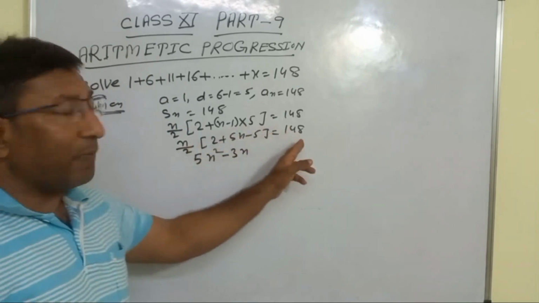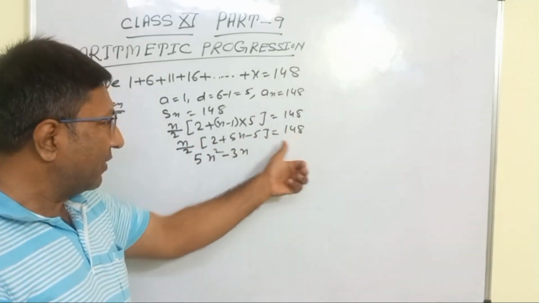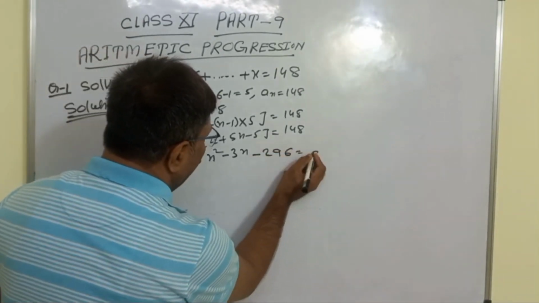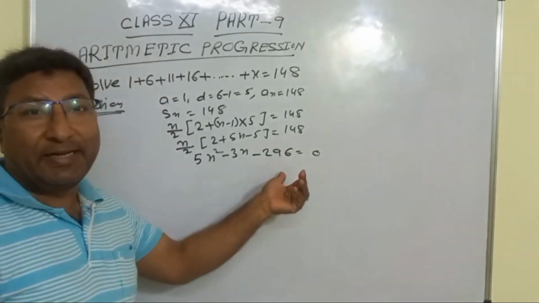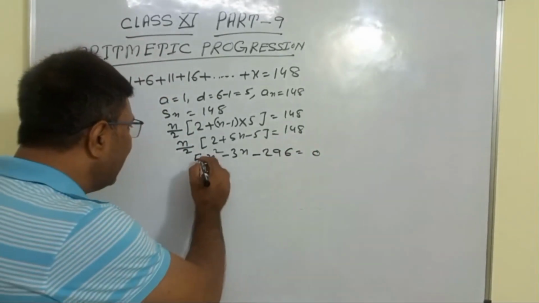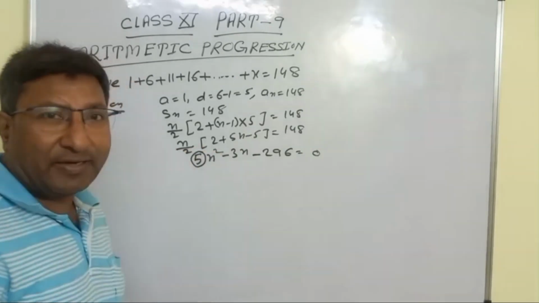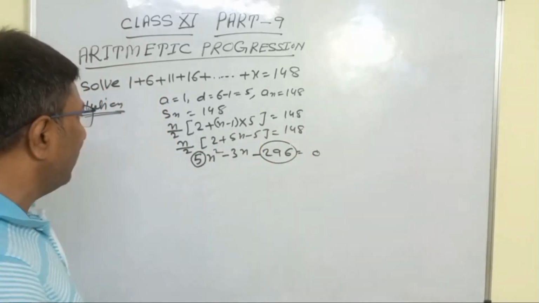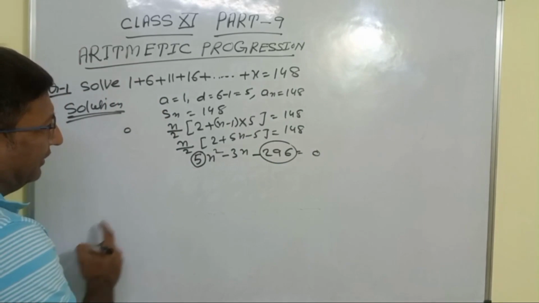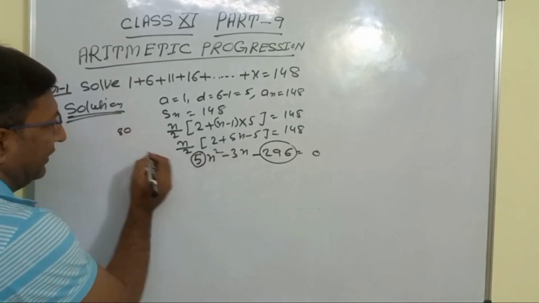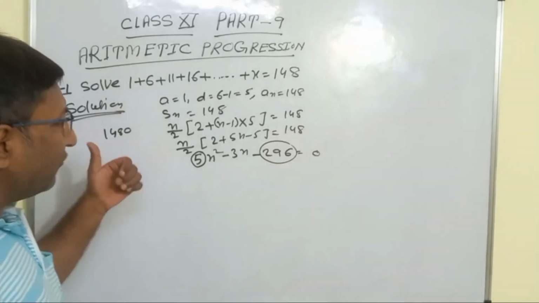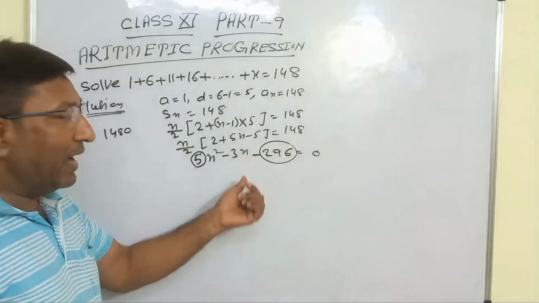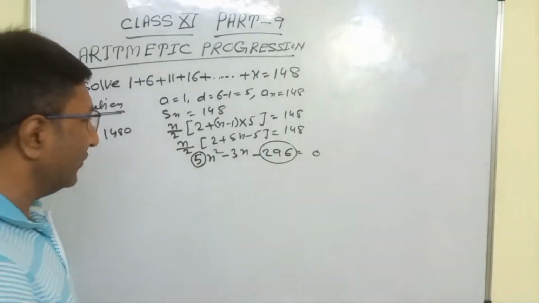Now 2 multiplied by 148 will get 296. So it will come to the LHS, and we will get minus 296 equal to 0. Now this is a quadratic equation, so how can we solve? The rule is to multiply the coefficient of n square and the constant term. So 5 multiplied by 296: 5 6s are 30, 5 9s are 45, 5 3s are 15 plus 3, 48... 1480. Now make factors in such a way that the sum of the two factors is minus 3 and the product is 1480.